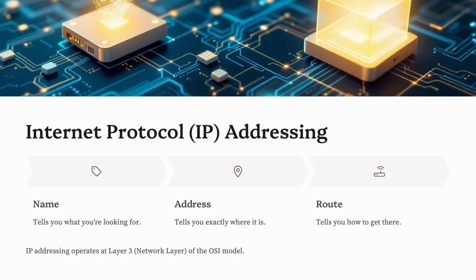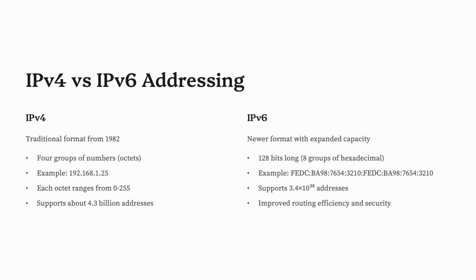Recall that we talked about the OSI and the TCP/IP stack. IP addressing operates at layer 3, the network layer. The traditional format is called IP version 4, or IPv4. It was developed in 1982 and it's still the most common today. IPv4 is often written in dotted decimal. It's 32 bits in length, and it's written in 4 groups separated by dots, and those groups are called octets.